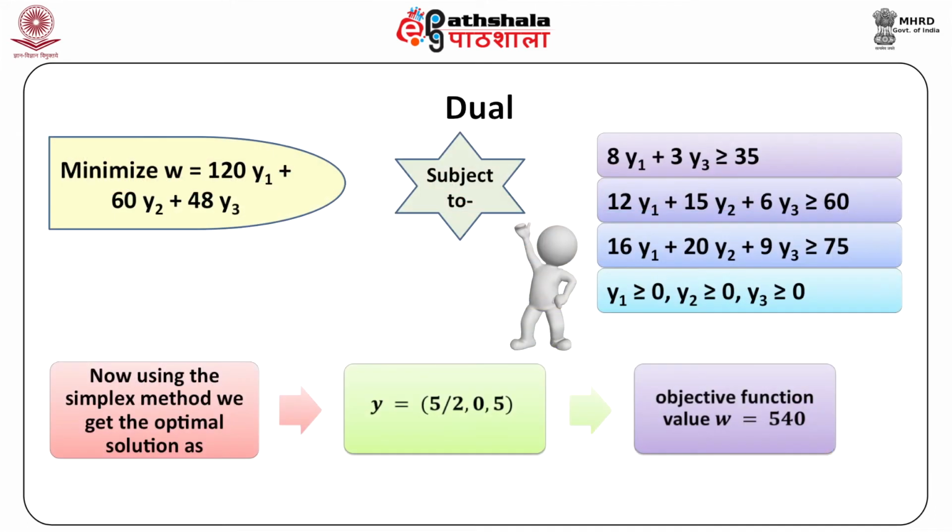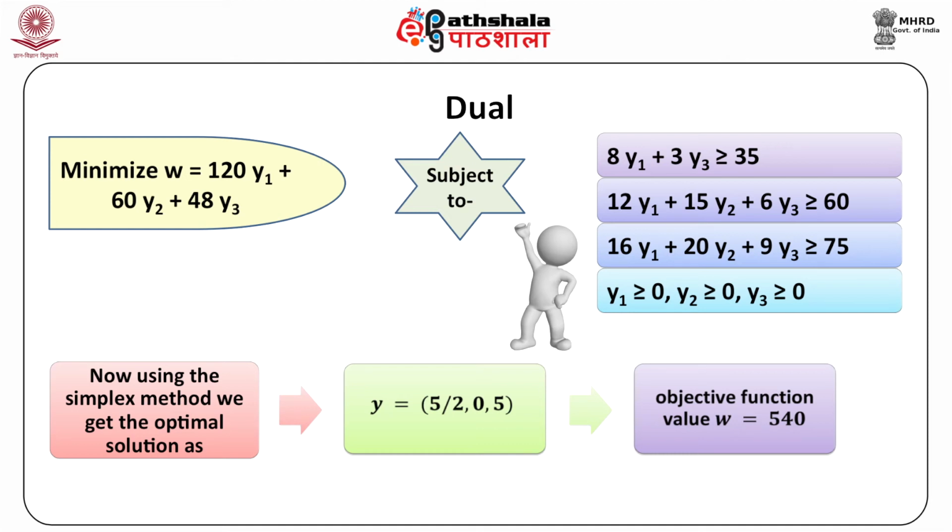The dual problem is to minimize w = 120y1 + 60y2 + 48y3, subject to 8y1 + 3y3 ≥ 35, 12y1 + 15y2 + 6y3 ≥ 60, and 16y1 + 20y2 + 9y3 ≥ 75, with y1, y2 and y3 all ≥ 0.